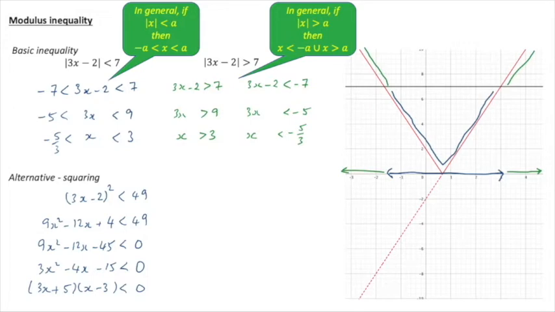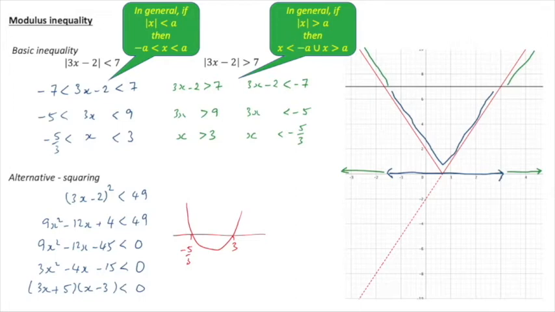Whether you've got less than or equal to, or greater than or equal to, at this point you need to consider (3x plus 5) times (x minus 3) equals 0, because that will allow you to do this little sketch. If that equation were equal to 0, then we can see that the x values would be minus 5 over 3 and 3.